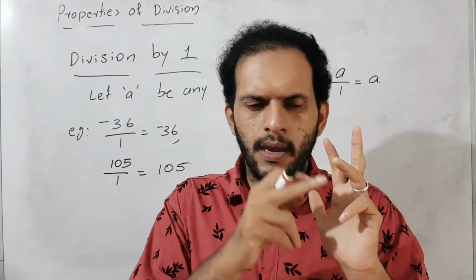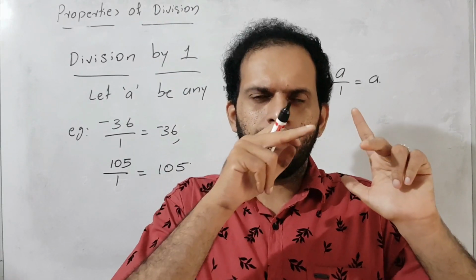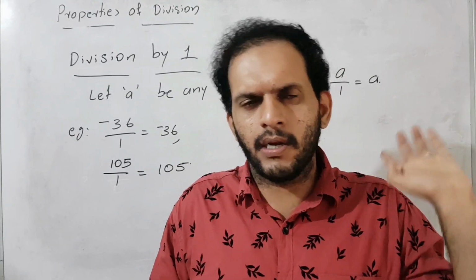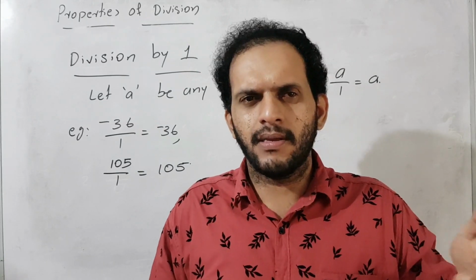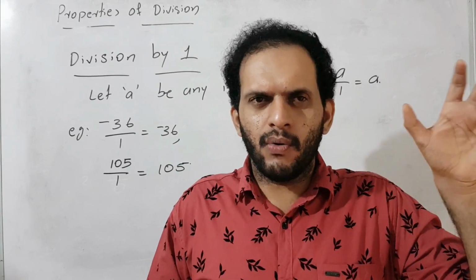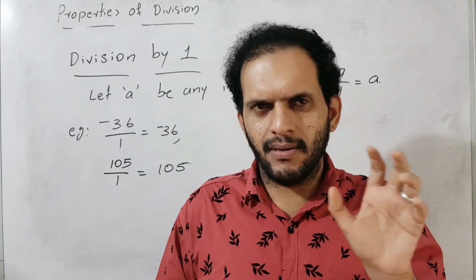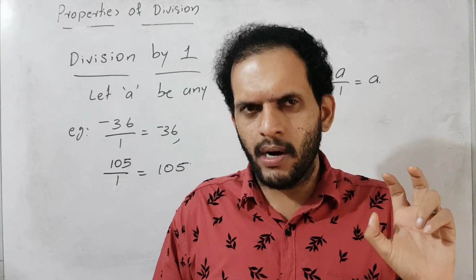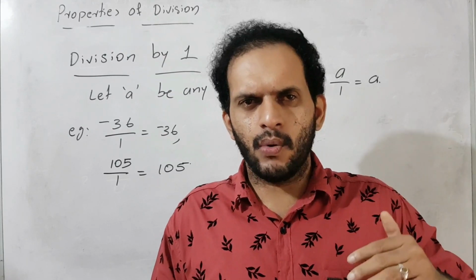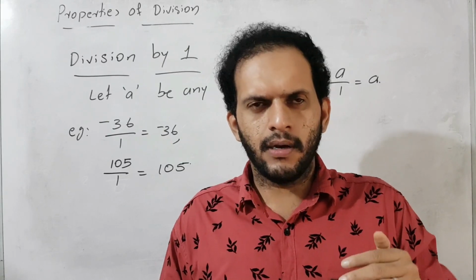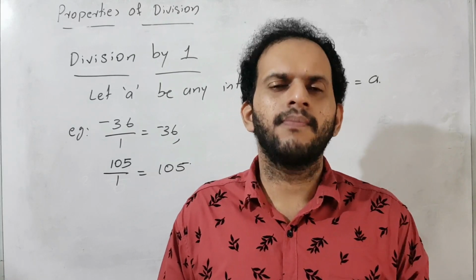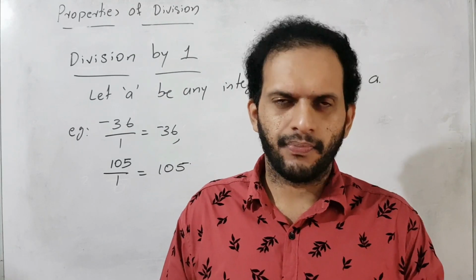Division does not satisfy the closure property. Division does not satisfy the commutative property. Division does not satisfy the associative property. So division does not satisfy any property. Then next we discussed division by 0. Correct? Division of zero. If we divide 0 by an integer, the answer is 0. Isn't it? If we divide zero by an integer, the answer will always be 0. If we divide an integer by 0, the answer is not defined. If the number is in the numerator and 0 in the denominator, the answer is not defined.